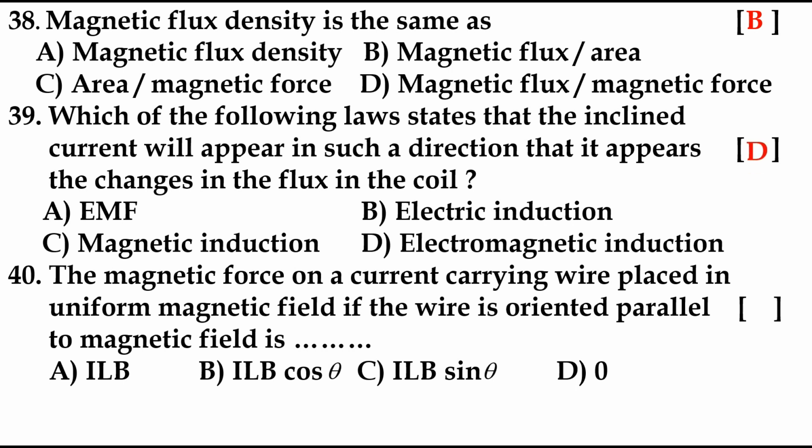40. The magnetic force on a current carrying wire placed in a uniform magnetic field, if the wire is oriented parallel to the magnetic field, is A. ILB. B. ILB cos theta. C. ILB sin theta. D. 0. Answer is option C.